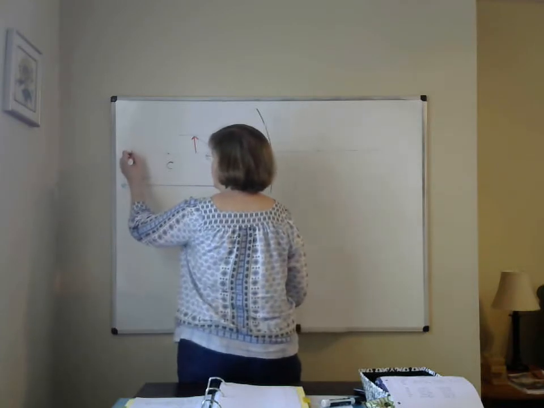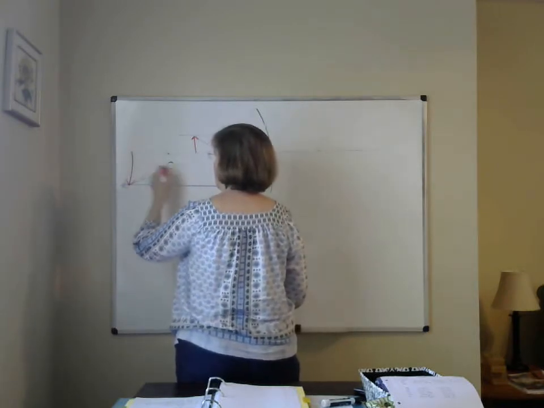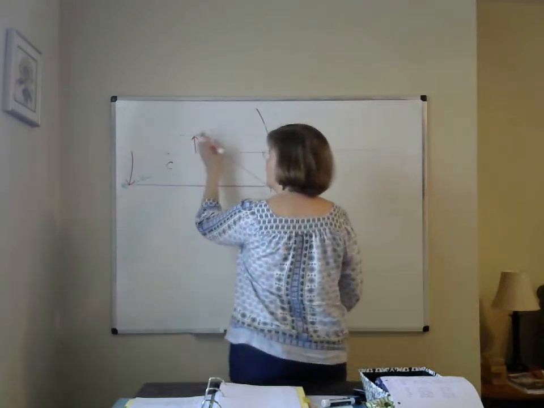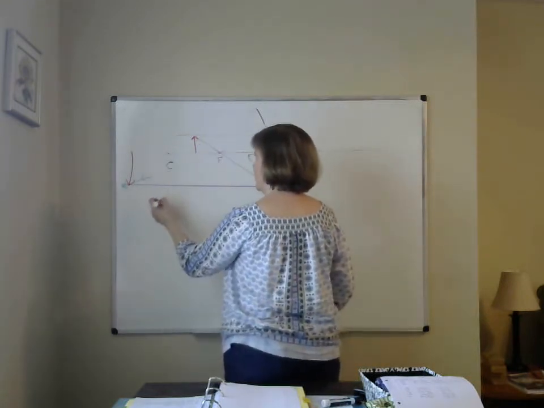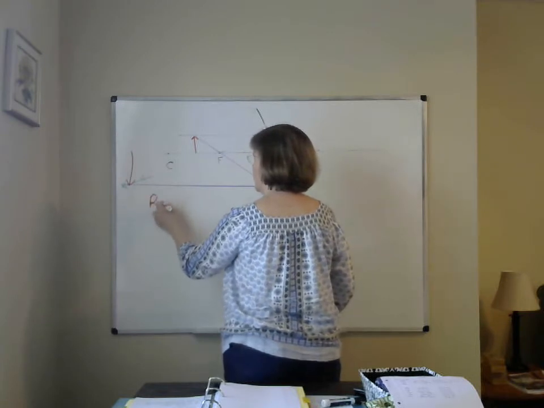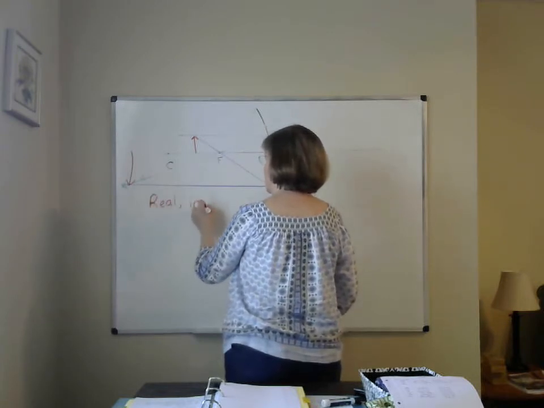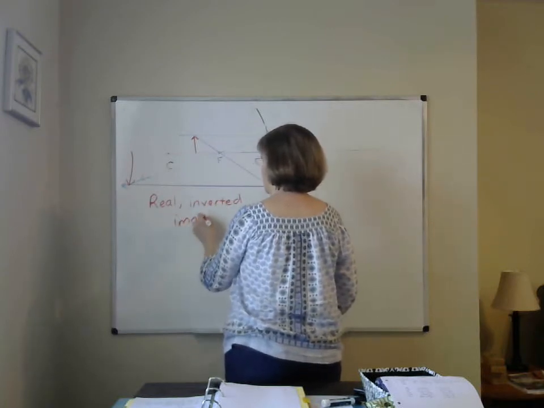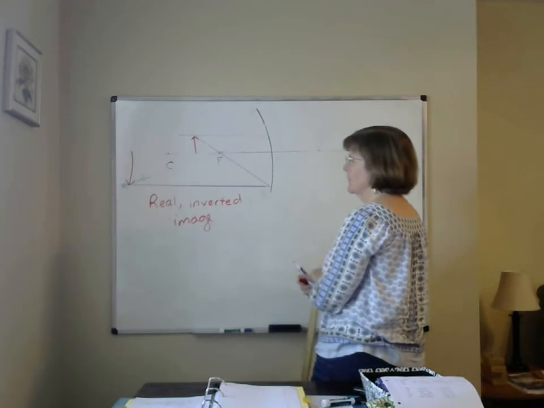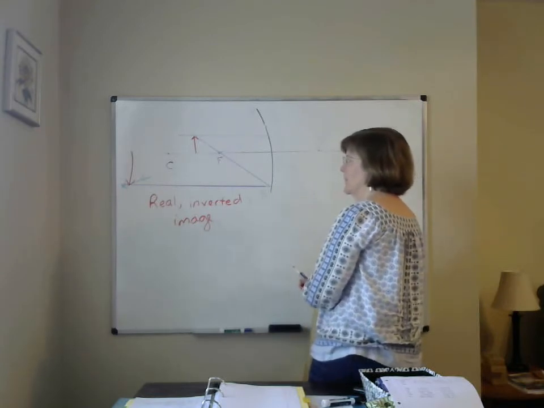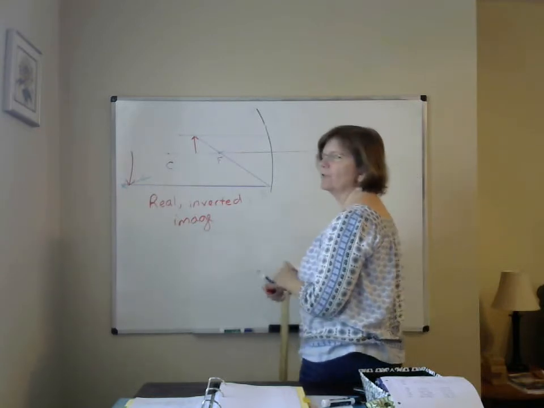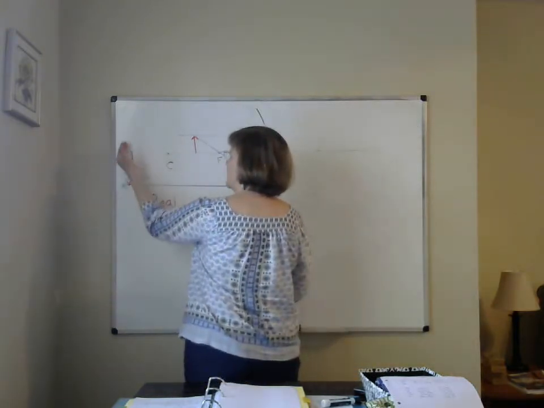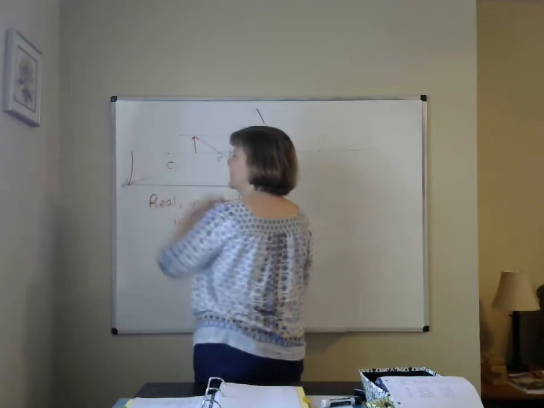But the image that's formed this time looks like this. When we put this object farther back, this type of mirror forms what we call a real, inverted image. If we put a screen, like a movie screen or a sheet of paper back here, we would actually be able to see the light form a picture right there.